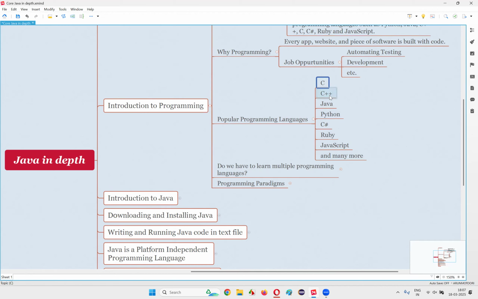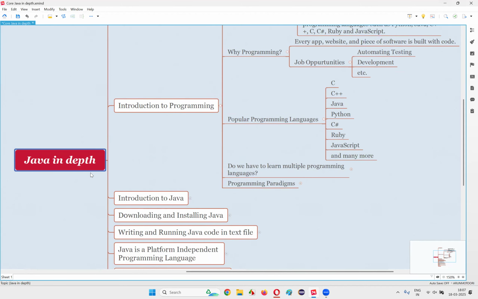If you have to list down popular programming languages in the market: C, C++, Java, Python, C Sharp, Ruby, JavaScript, and many others. These are the major ones. Now, I have listed this many programming languages for this course, the Java in-depth course, just for your knowledge purpose.